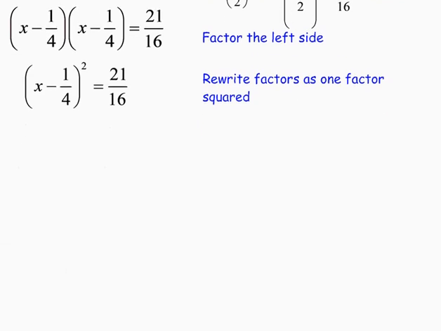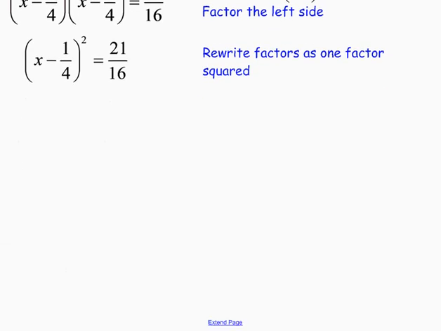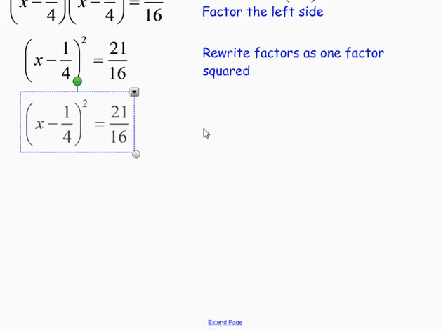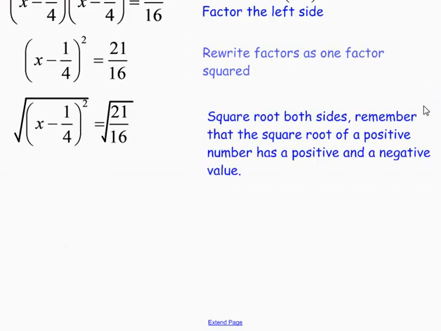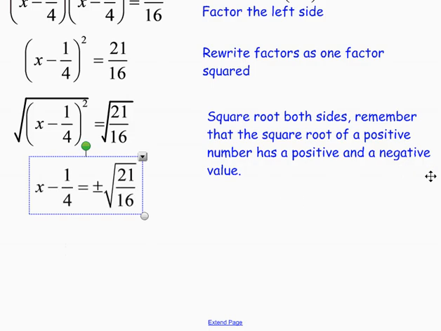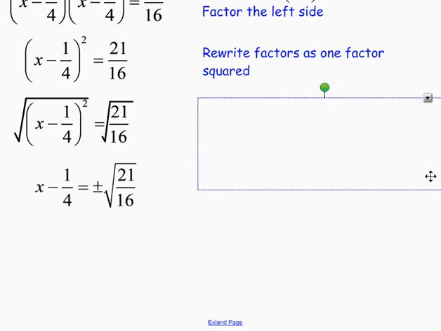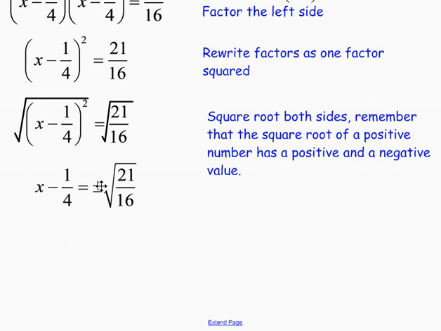Scroll down. Now I'm going to take the square root of both sides. So I have x minus 1 over 4 squared equals 21 over 16. So now I'm going to square root both sides. Remember that the square root of a positive number has a positive and a negative value. What do I mean by that? Well, when you square root 21 over 16, you get a positive value and a negative value.